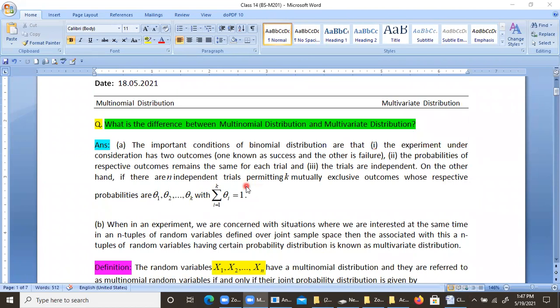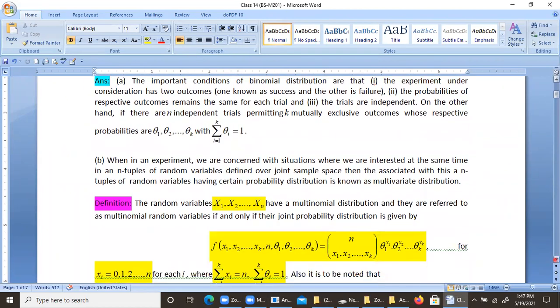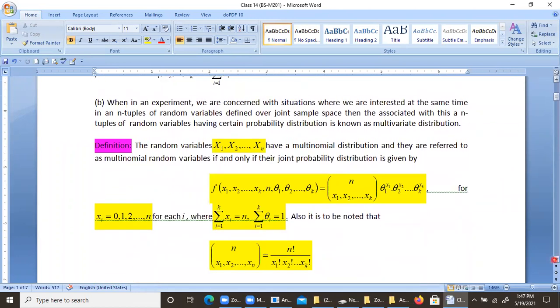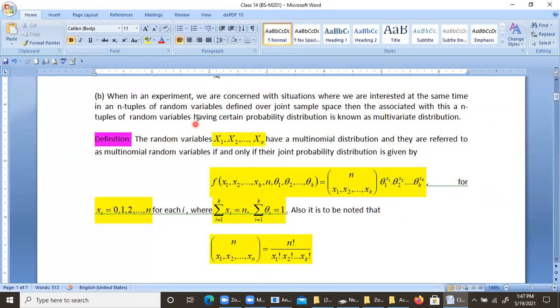Now, to start with, let us first discuss the definition of the multinomial distribution. To define the multinomial distribution, we have considered n random variables, capital X1, capital X2, up to capital Xn. But do not think that since you have considered more than one random variable, it is a multivariate case I am discussing.